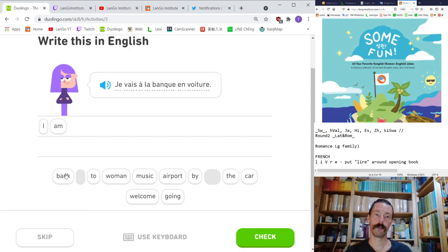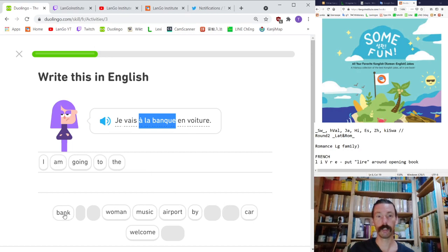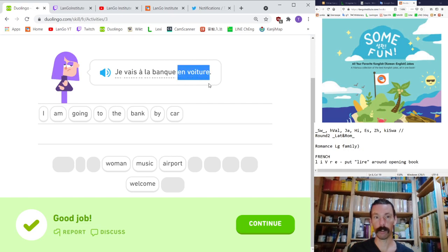I am going. Je vais, I'm going. Walking would work too. Going. À la banque. En voiture. To the bank. Two prepositional phrases here. À la banque. They contain noun phrases within them. I'm going to the bank. En voiture. Banque. Voiture. Without an article, just like we do in English, by car, not by the car. Here for the means of transport, and à la banque for the destination.